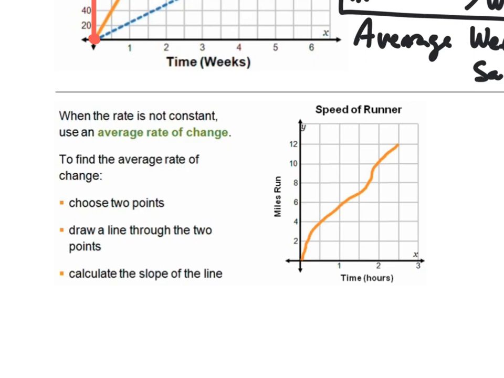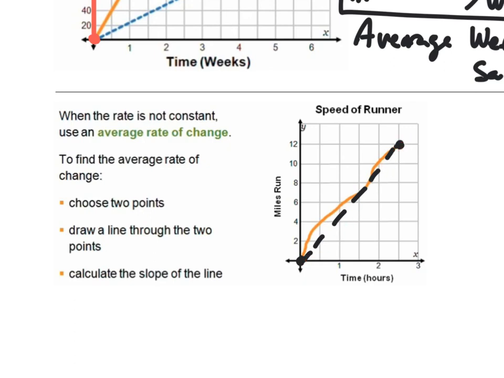But the point is that to find the average rate of change, we choose 2 points, and then we draw a line through those 2 points, and then we calculate the slope of that line. Okay, much like we did in the first one. So I'm going to do that same thing. I'm going to pick our very, very first point, and then our very, very last point, and draw a line that connects those 2 points. Now, there are points at which the runner is going faster than this and points where it's going slower, so it should kind of average out. It should give us a reasonable depiction as to how fast they're traveling.